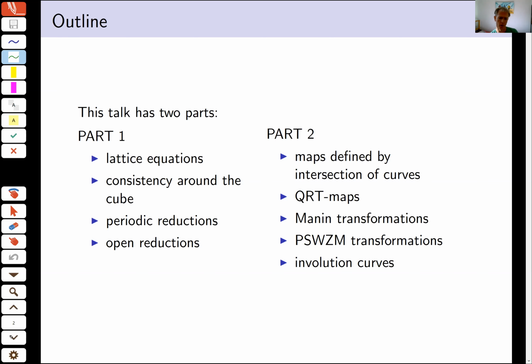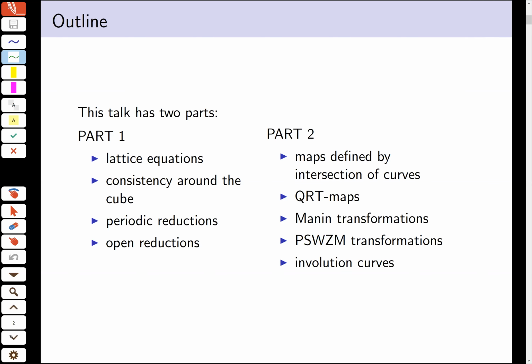And then I'll proceed on to open reductions, which is the discrete analog of what Cheng was talking about last APIOS seminar, where you basically have your lattice equation on a half lattice with a boundary.